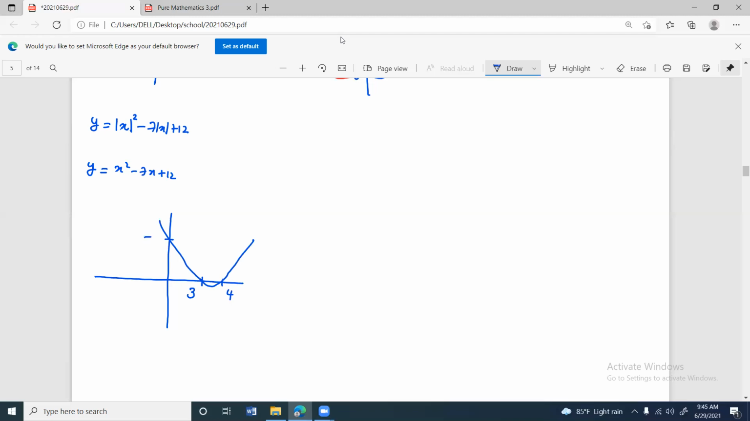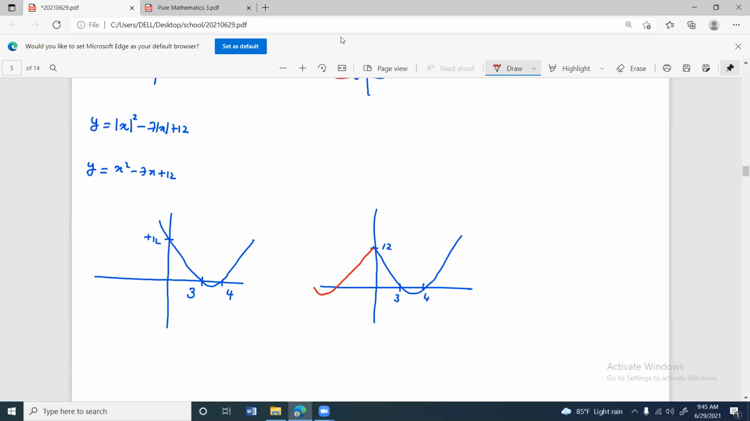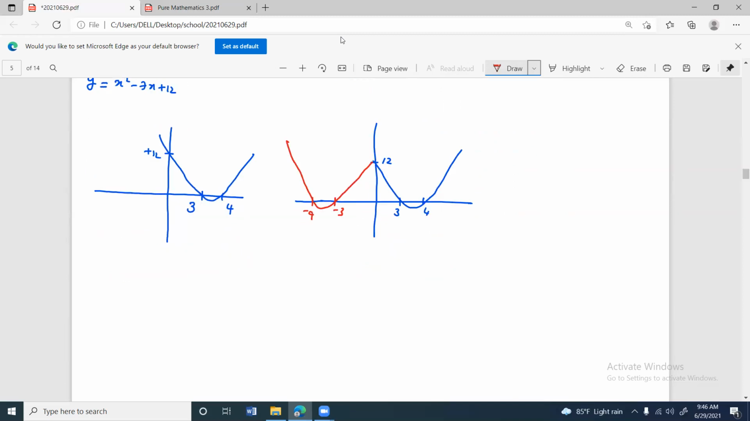This is 12. Then when you draw the modulus graph, this part of the graph will remain as it is, 3 and 4, and this is 12, and the same thing should be reflected to the negative side, just like this. Minus 3 and minus 4. That's a way of drawing this graph. Right. Okay. Let's go to another example.